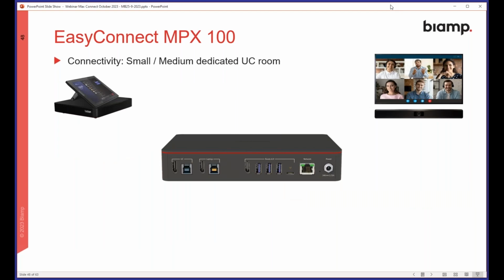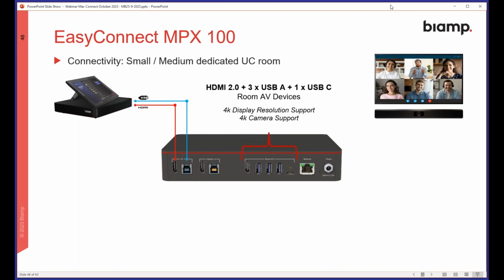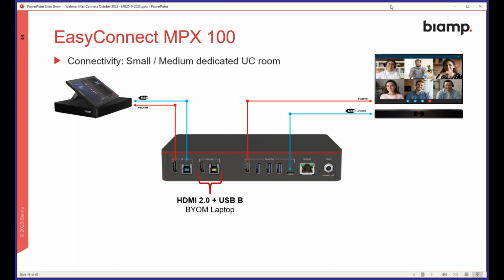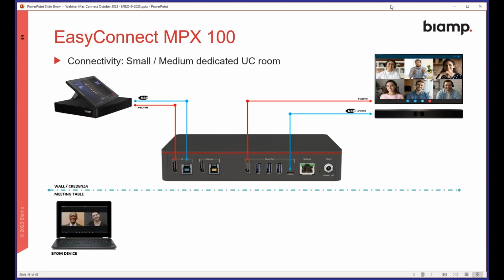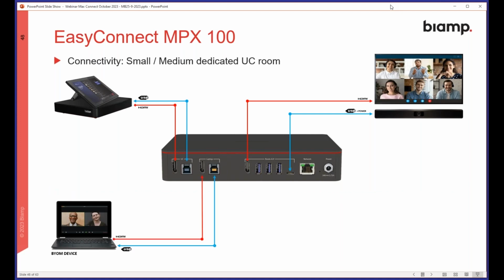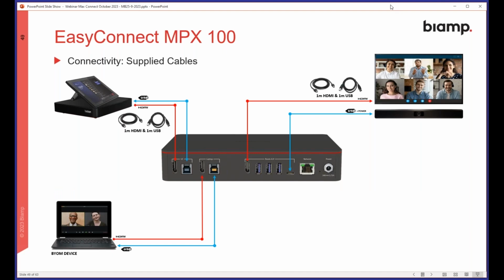This is the picture of the ports on the back of the MPX 100 in a situation where we have a dedicated UC room in the room. So HDMI and USB to the room system, and the other HDMI and USB to the room equipment, very easy. And we have another set of ports, HDMI and USB, for the connection of the BYOM. And when you plug the BYOM device, you send the content to the display and use the USB peripherals.